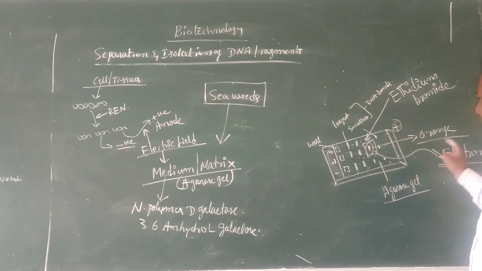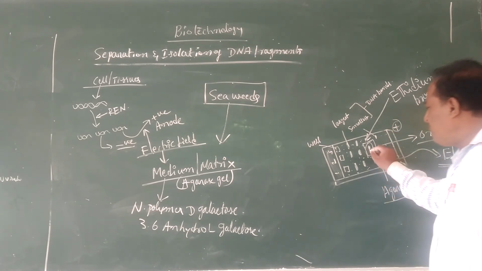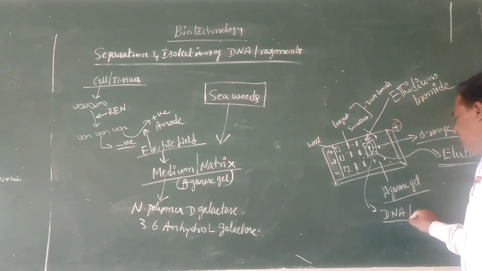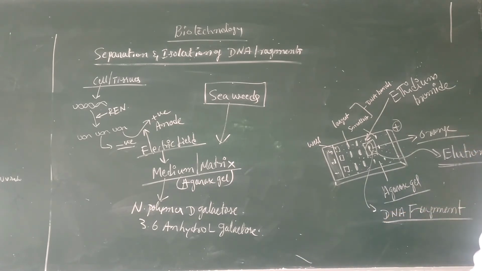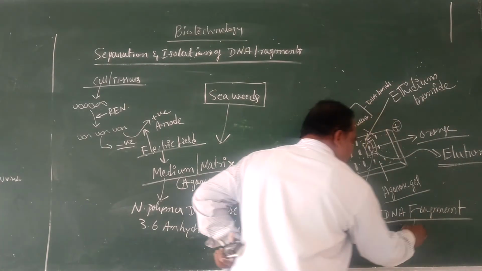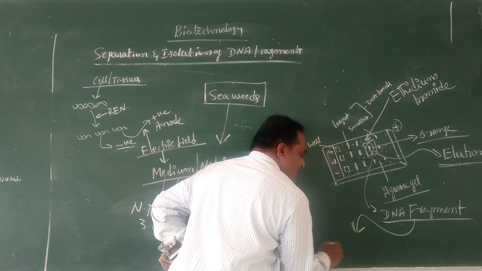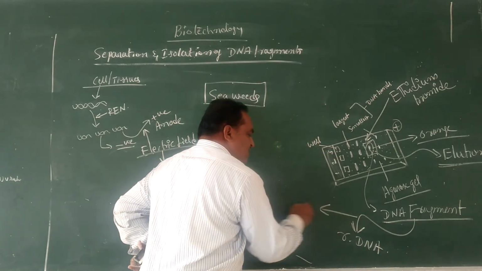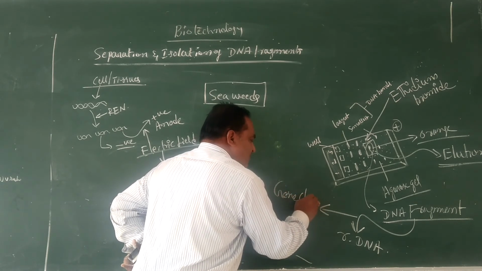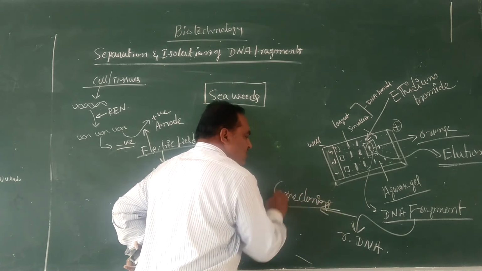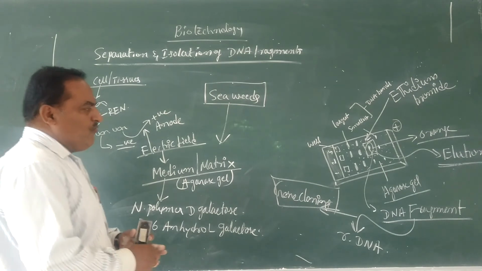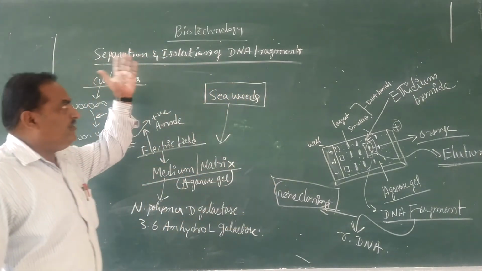After the separation of DNA fragments from the gel, these DNA fragments are very necessary for the formation of rDNA, recombinant DNA, for the purpose of gene cloning in rDNA technology, in genetic engineering technology. This process is very necessary.